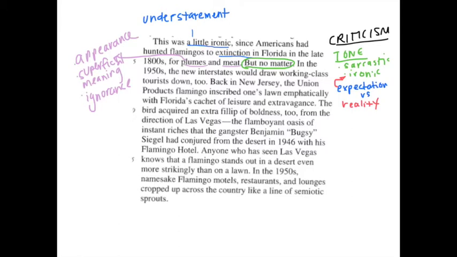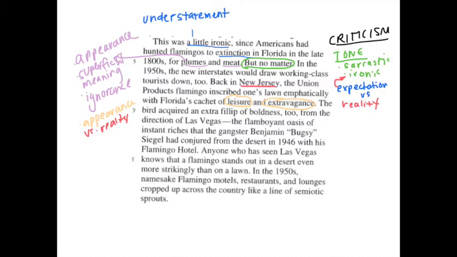Next, she says, back in New Jersey, the Union Products flamingo inscribed one's lawn emphatically with Florida's cachet of leisure and extravagance. So now she's drawing a comparison between appearance versus reality. And the appearance here is of leisure and extravagance, but really, in reality, you don't necessarily associate New Jersey with extravagant wealth and being at the top of the social hierarchy.